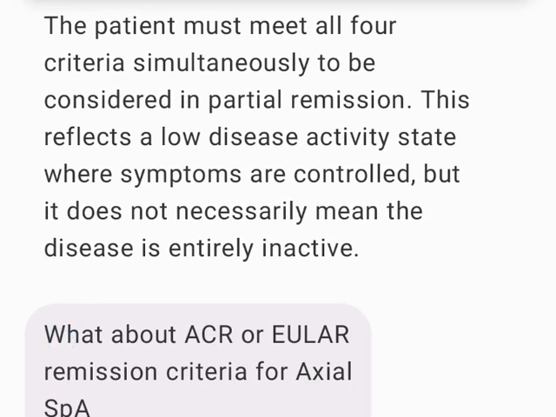The patient must meet all four criteria simultaneously to be considered in partial remission. This reflects a low disease activity state where symptoms are controlled, but it does not necessarily mean the disease is entirely inactive.